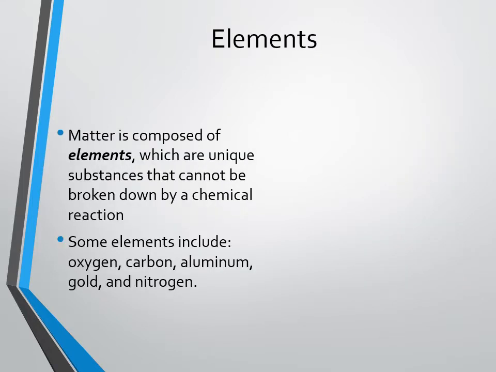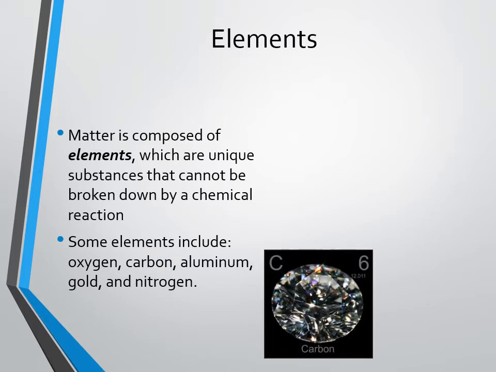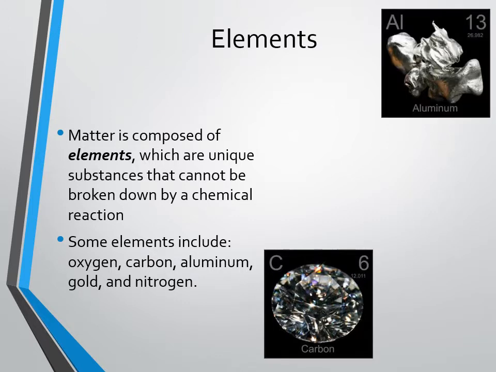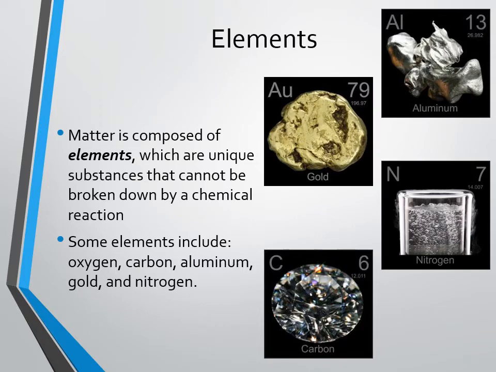So matter is composed of elements, which are unique substances that cannot be broken down by a chemical reaction. So these elements include oxygen, carbon, aluminum, gold, and nitrogen. Most of the ones that we focus on in biology are oxygen, carbon, nitrogen, hydrogen, and phosphorus. Those are the ones we normally focus on the most.